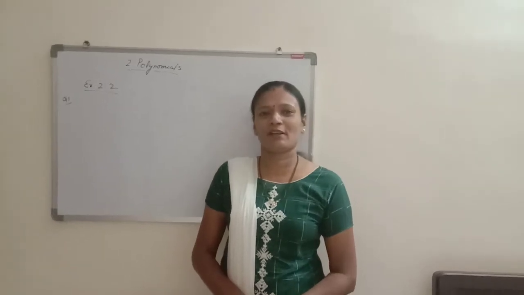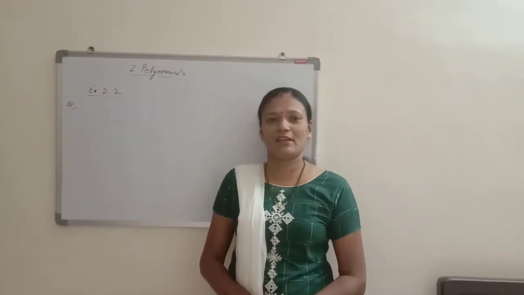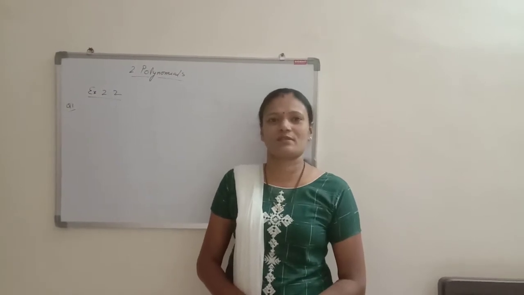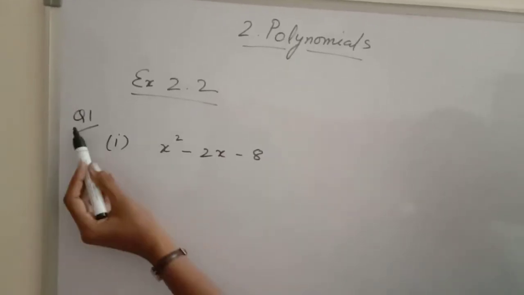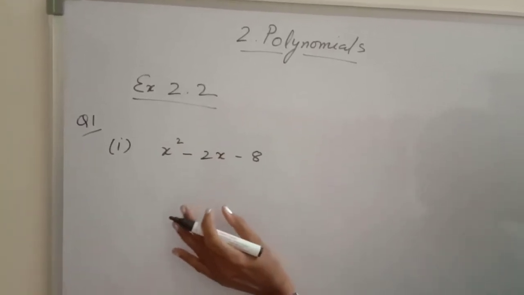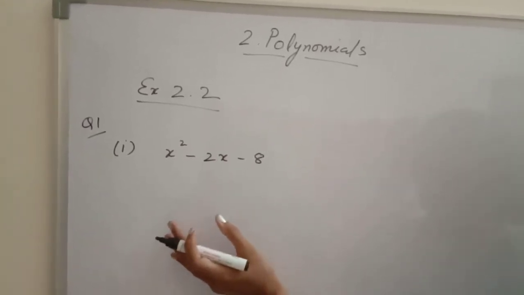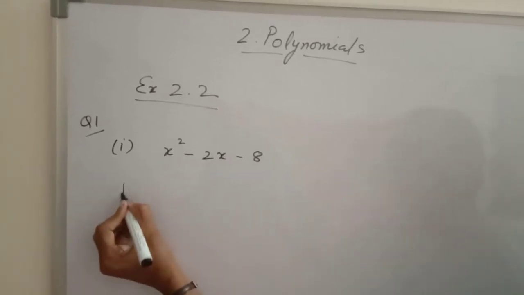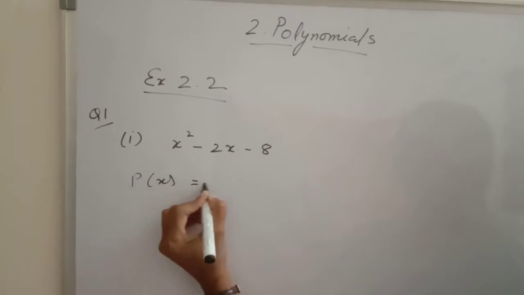Today we are going to learn about the relation between the coefficients of the polynomial and the zeros. Let us start with the first question of exercise 2.2 and then we will discuss the relation between the coefficients and the zeros. Now I want to find the zeros of this, so I will take p(x) equals 0.